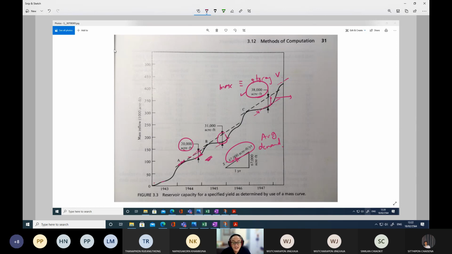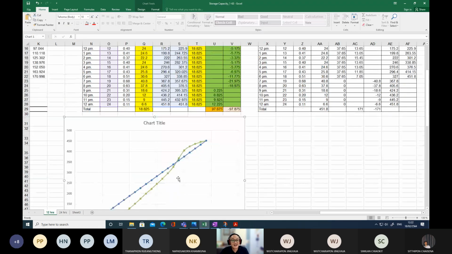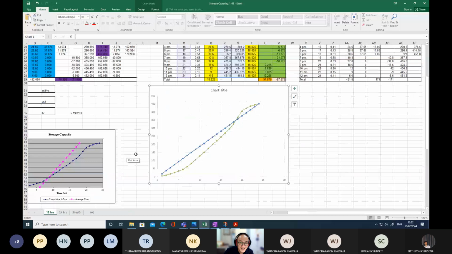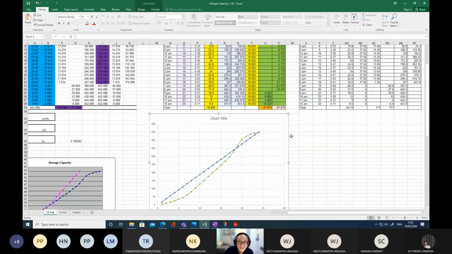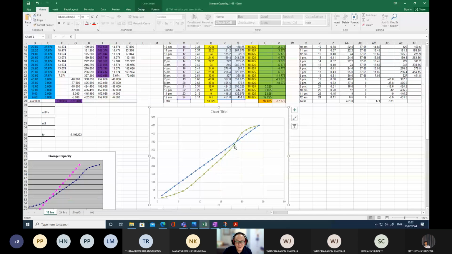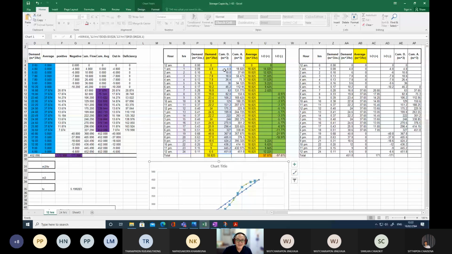So just come back to the example in the Excel files again. I'm now in the Excel screen. If you don't see the Excel files, just tell me again. Okay, I'll just make it smaller. It's difficult to see the numbers, but you will see the overall graphs. This one is the plot of the cumulative demand against hours.